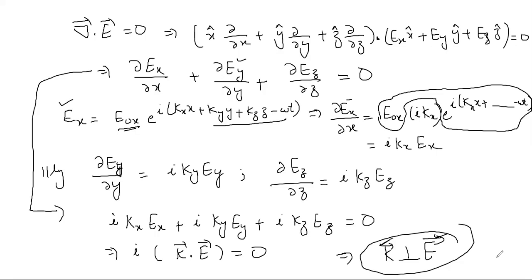Now, if I'm saying that del dot B is also 0, and since electric field and magnetic field are showing exactly similar behavior, this would imply that your K is perpendicular to B. But what we have done is that we have proved that K is perpendicular to E, and we are proving that K is perpendicular to B. But we haven't said anything about E and B. Whether E and B are perpendicular to each other or not, we haven't said that.